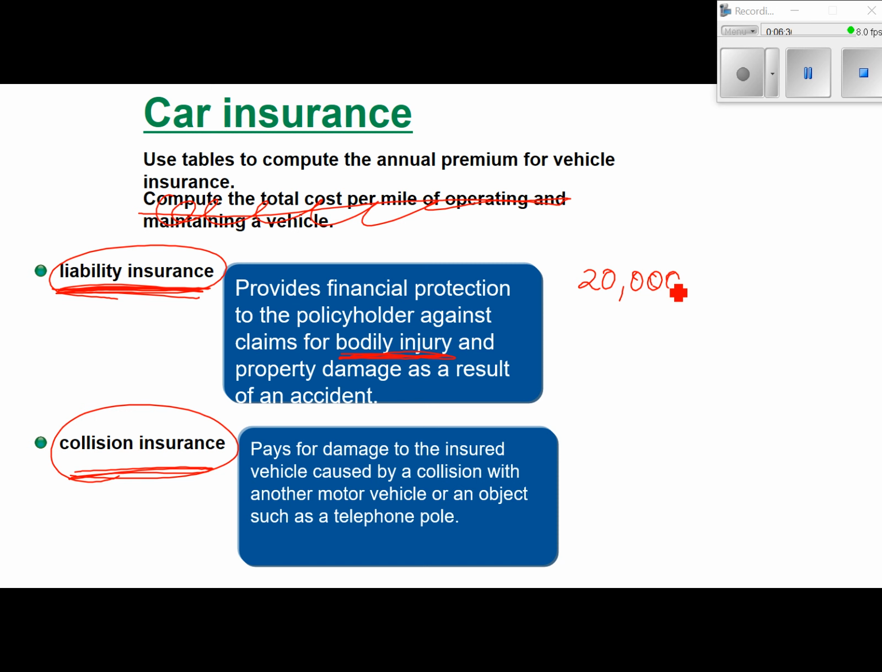$20,000 per person. Well, if that's all it's going to pay, that's not even worth having the insurance, because if you're in a wreck and one of your passengers is hurt and has to get hauled to the emergency room, their bill's probably going to be a lot more than $20,000, and you're going to end up paying everything that's over that.